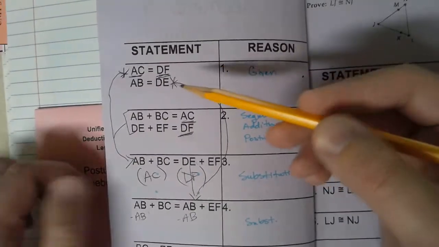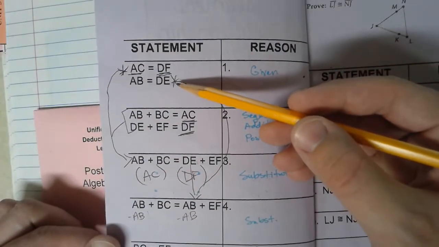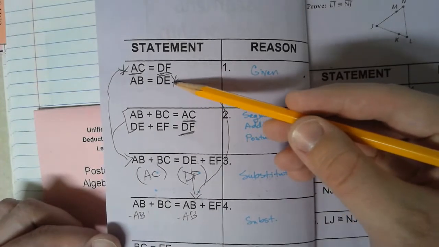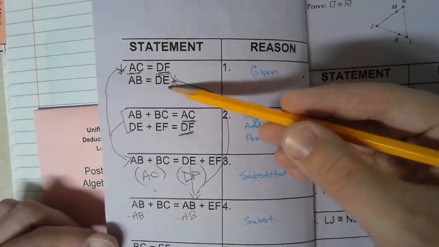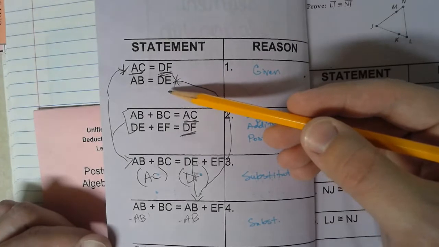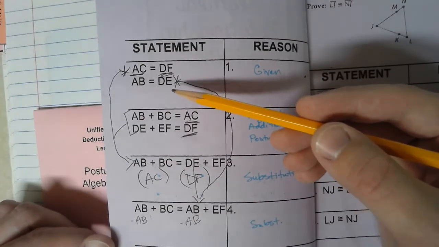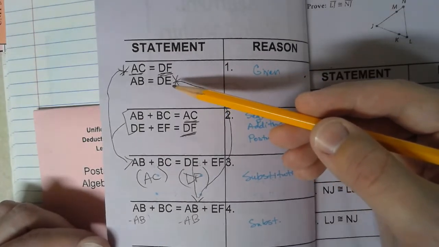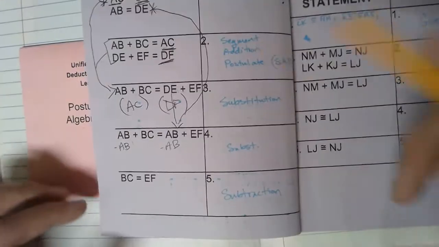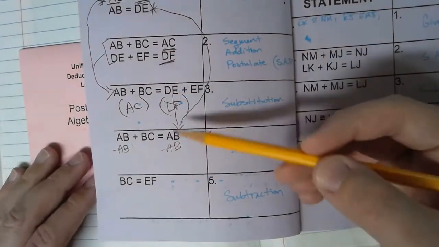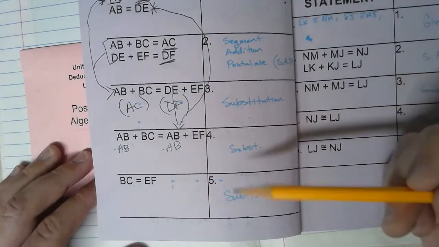Well, again, if we look back at our very first statement, we see that they said AB is equal to DE. So anywhere that there's a DE, we can replace it with AB, and anywhere there's an AB, we can replace it with DE. So that's exactly what they did. They took right here and just switched out the DE for AB and gave us this fourth statement.